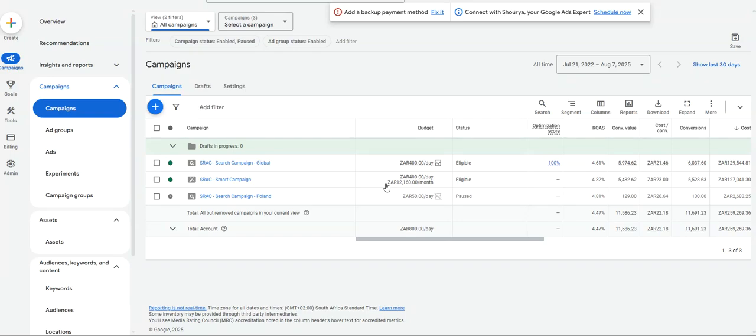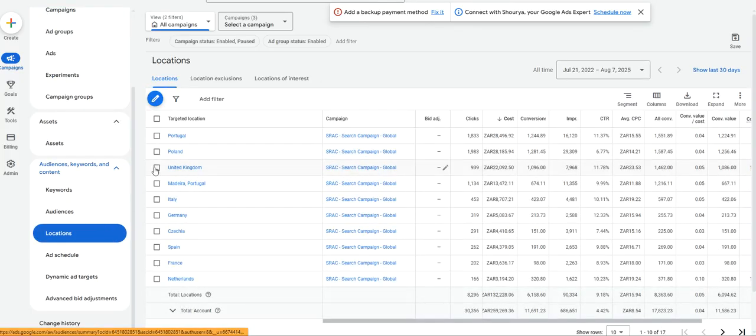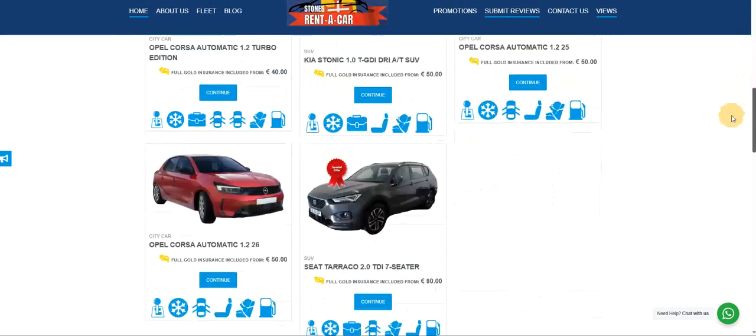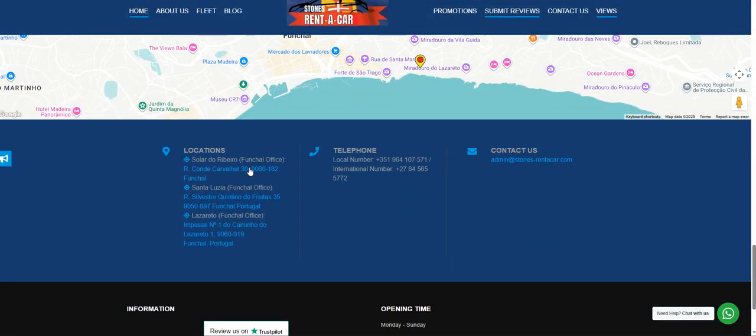Let's break down this Google Ads account and do a quick audit. This is a car rental company. I believe you guys are located in Portugal. That's what I understand. It sounds like we're essentially looking for people who are wanting to rent cars in Portugal. Let's hope I have that right. Yep, okay, good. I have that right.